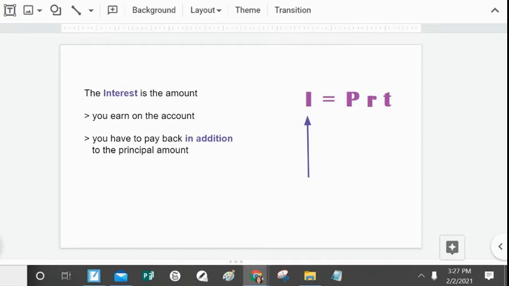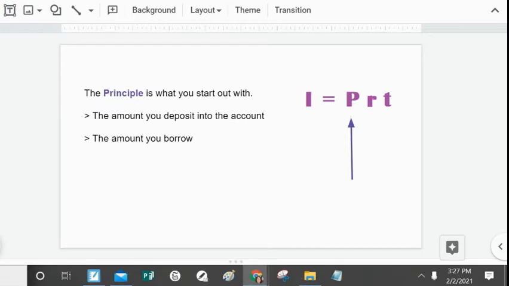Like I said, the I stands for interest. This is the amount in money: how much money you're going to earn off of your deposit amount, off of your principal. Or if we're talking about a loan, how much money you have to pay back in addition to the principal amount of money that you borrowed. P is for principal. This is the amount of money you're starting out with, the amount of money for your initial deposit into the account, or the amount of money that you're borrowing at the beginning of your loan.